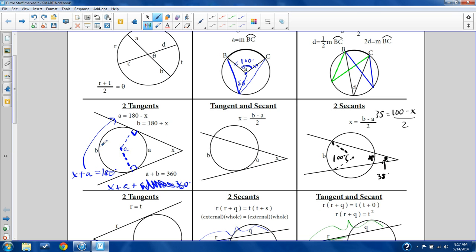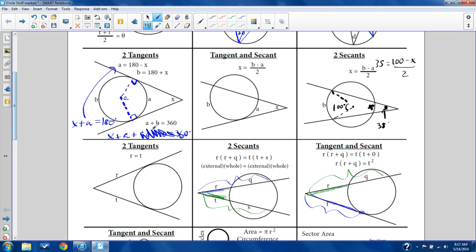The other one, B, the bigger arc right here, let's do substitution here. We got A plus B equals 360 degrees. If we know that A is also 180 minus x, let's substitute this in for A down here. We'll get 180 minus x plus B equals 360, and solve for B. Subtract 180, you'll get negative x plus B equals 180. Add x to both sides, you'll get B equals 180 plus x. Okay, so that was right there.